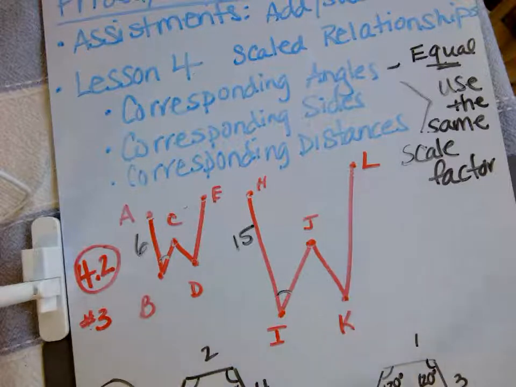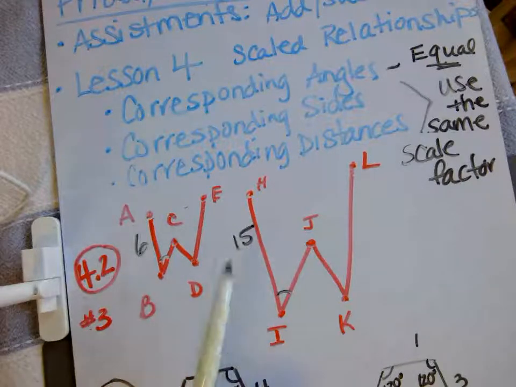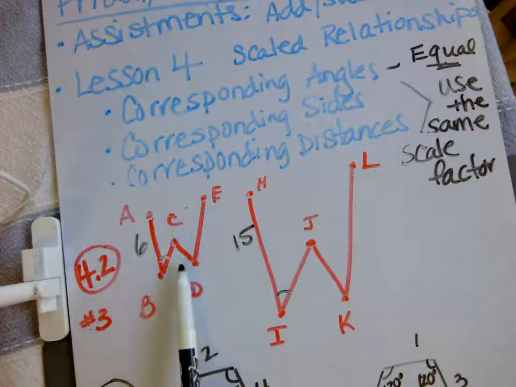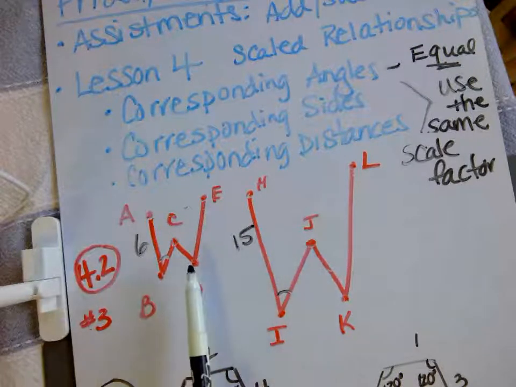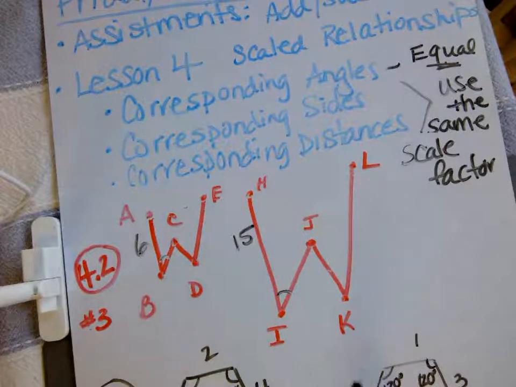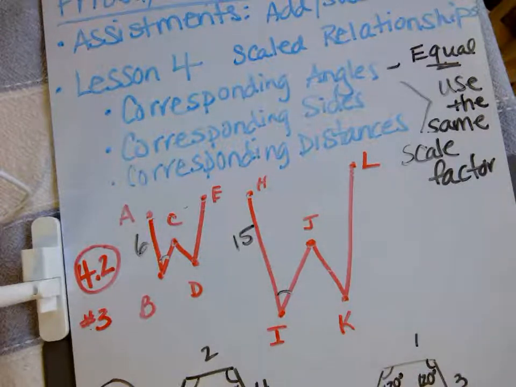And remember from earlier in the week, we talked about how we can just use those side lengths to get our scale factor. So first of all, is the shape getting bigger or smaller? Did the W get bigger or smaller? It got bigger. So that means we need a scale factor that is more than 1. It's got to be more than 1 if the figure gets bigger. So I can write either 6 over 15 or 15 over 6.